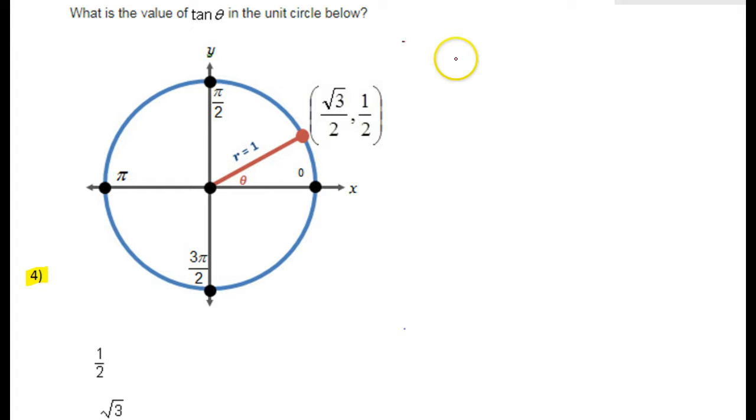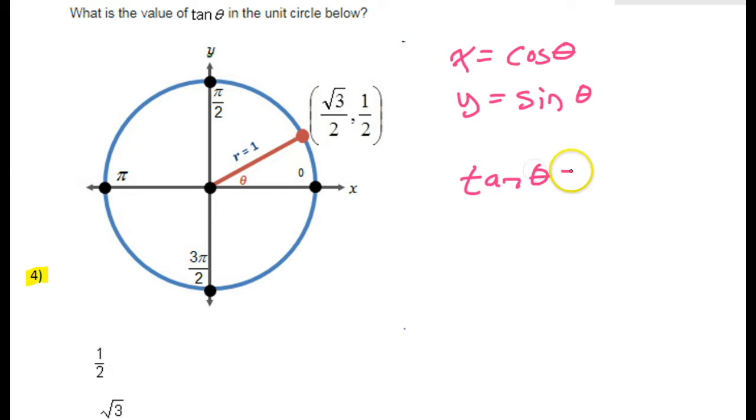You need to know that the x value on the unit circle is always the cosine of the angle. The y value is always the sine of the angle. And you need to know that the tangent function is sine over cosine.